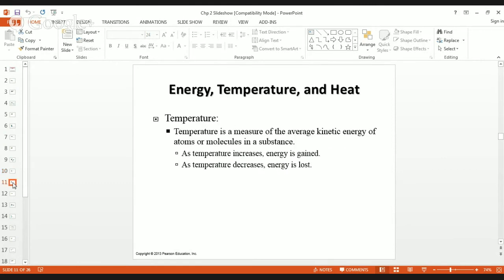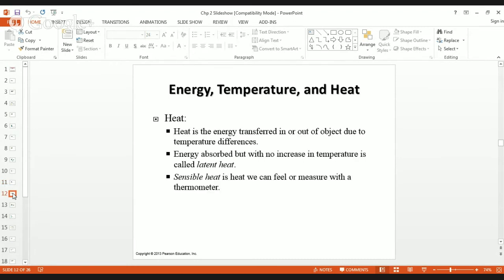When we measure temperature, we are measuring kinetic energy. So as energy increases, temperature increases, and the molecular motion of atoms is also increasing. As temperature decreases, energy is lost. So when we have an increase in energy, we have an increase in temperature, in kinetic energy.